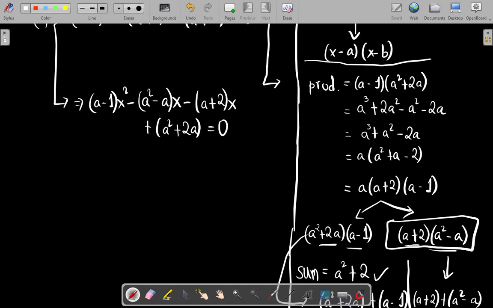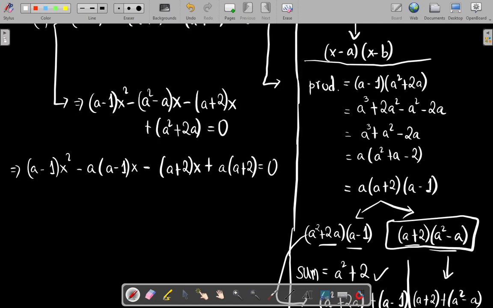So if I now do middle term factorization, let us see if there is anything further common that can be taken. In this term, we can take a common, so this will become a into a minus 1 times x minus a plus 2 times x. And from this last constant term, I can take a common again, and this becomes a times a plus 2 equal to 0.